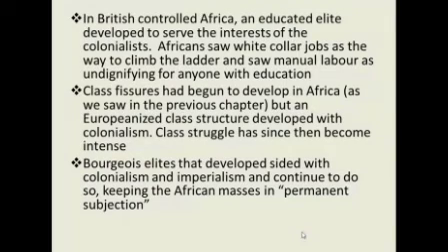So in British-controlled Africa, excluding the white settler states now, an educated elite developed to serve the interests of the colonialists. Africans saw white collar jobs as the way to climb the ladder, and saw manual labor as undignifying for anyone with education. Though class fissures had begun to develop in Africa before colonialism, a Europeanized class structure developed with it. Class struggle has since then become intense. Bourgeois elites that developed sided with colonialism and imperialism and continue to do so, keeping the African masses in permanent subjection.